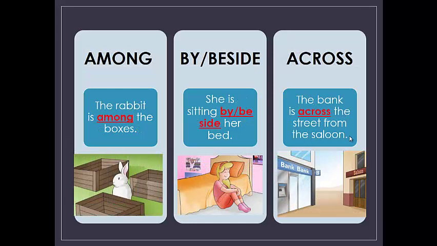Among. Its meaning is similar to between, but it is used to refer to one that is in the middle of a group of 3 or more things or persons. Example, the rabbit is among the boxes.